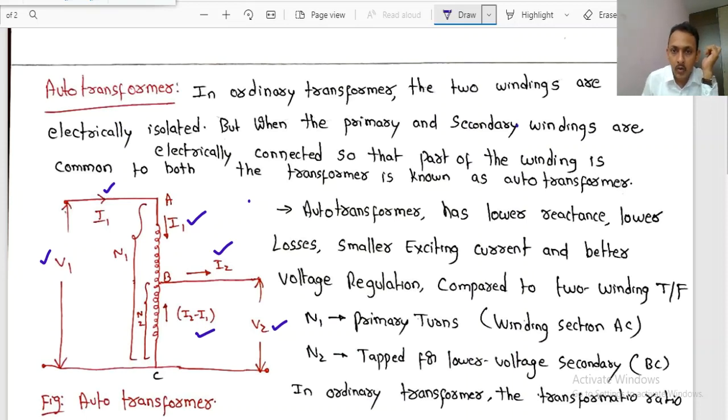Right, this autotransformer is going to have lower reactance, lower losses, and a small exciting current, and it is going to have better voltage regulation compared to the two winding transformer. So the key point is that the primary and secondary windings are common to both.